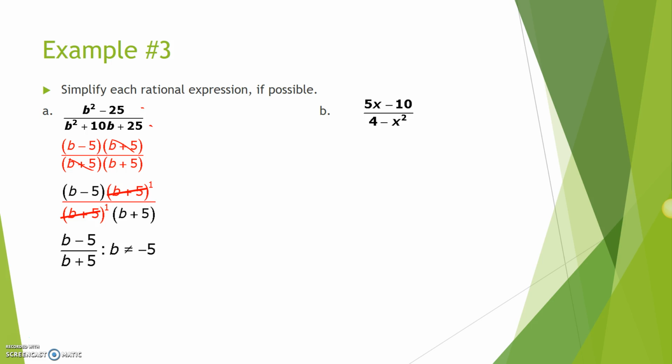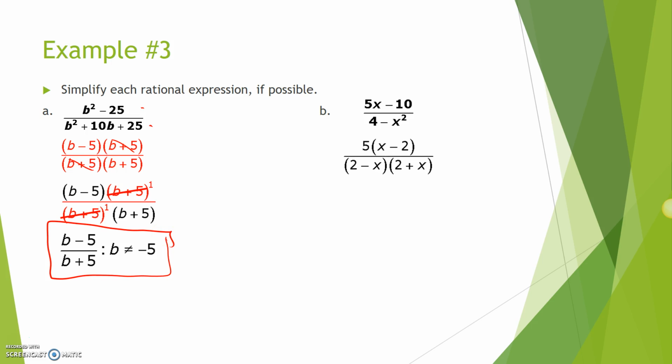Then we set our denominator equal to 0 to see if there are any excluded values. So when we set b plus 5 equal to 0 and subtract 5 from both sides, b cannot equal negative 5. So this is going to be my final answer for A.